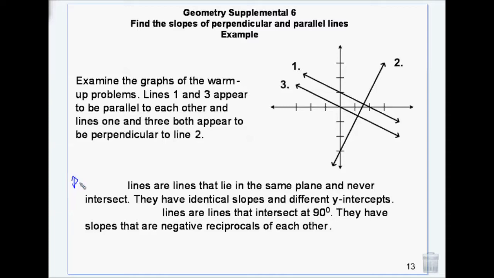Well, parallel lines are lines that lie in the same plane but never intersect, and they have identical slopes. Okay, now the symbol for parallel is basically two parallel lines.